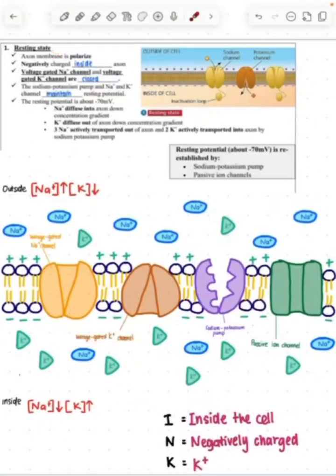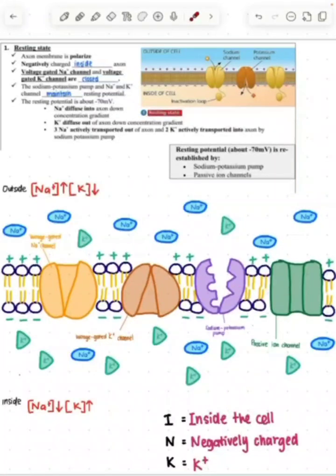In the resting state, the axon membrane is polarized. By polarized, it means the inside of the axon is negatively charged, while the outside of the axon is positively charged. Voltage-gated sodium channels and voltage-gated potassium channels are closed because the threshold isn't reached yet. But the sodium-potassium pump and the sodium and potassium channels maintain the resting potential.